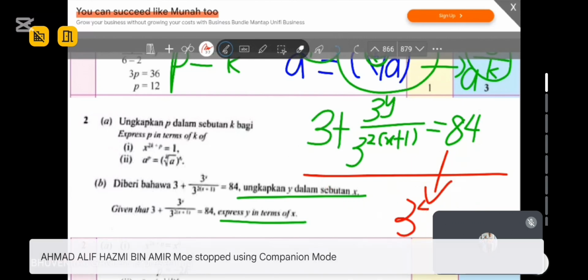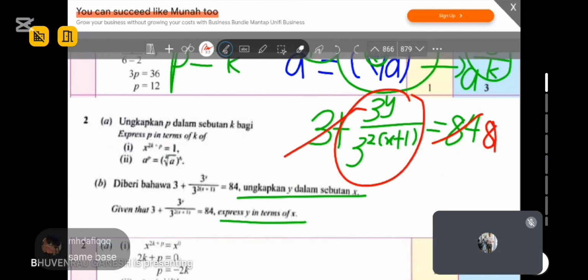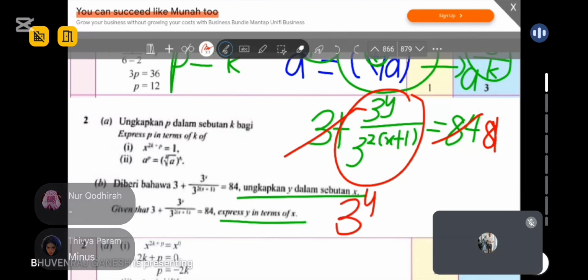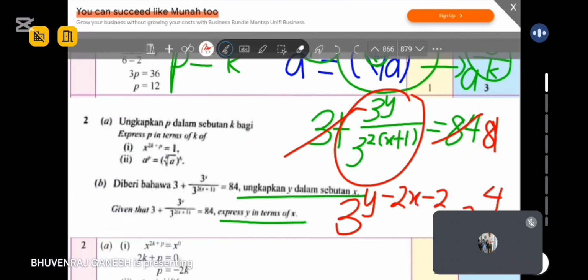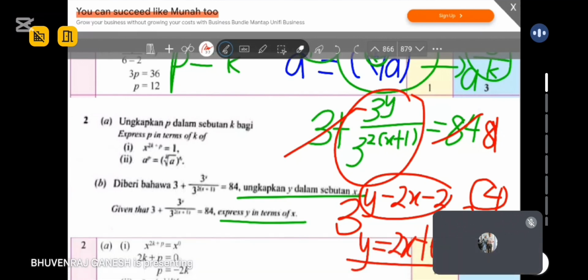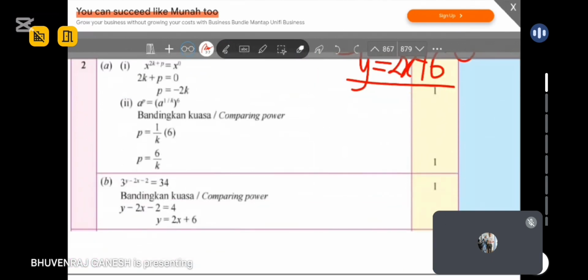Now guys, how to continue? So you see this one? Nampak yang ni? Yang ni dah jadi 81. So now guys, when you divide the power, what do you do to the power? Bila bahagi, asal sama, kuasa jadi? Yes, minus lah. So 3 power y minus 2x minus 2 equal to 3 power 4. So you compare directly, bandingkan. So Afiq's answer just now is correct. You should get final answer y equal to 2x plus 6 selepas selesaikan algebra. So your answer will be something like this for question B. 2 marks, 2 markah.